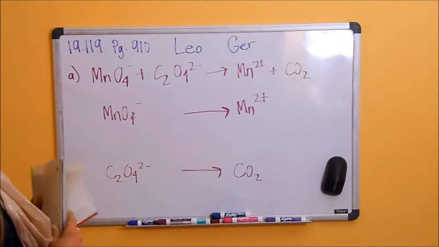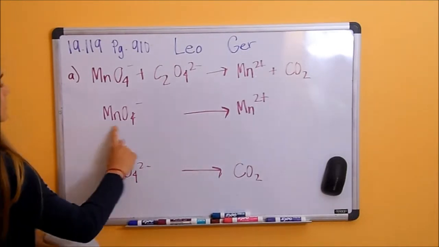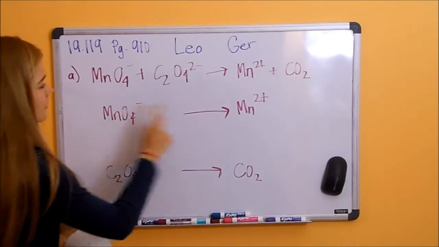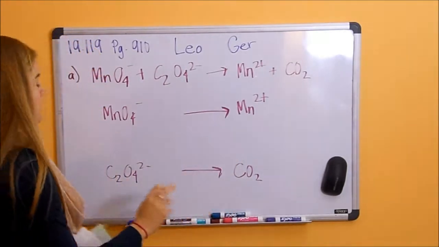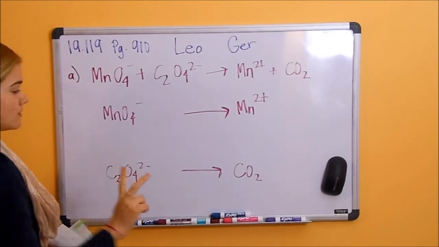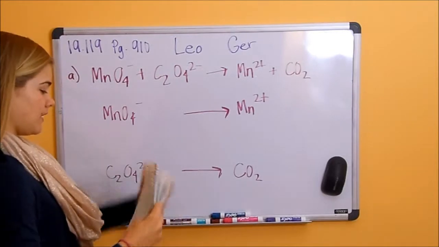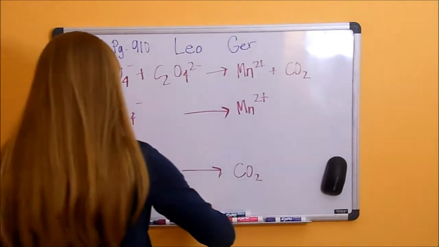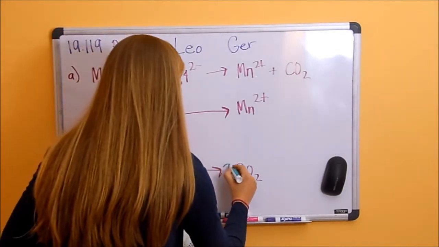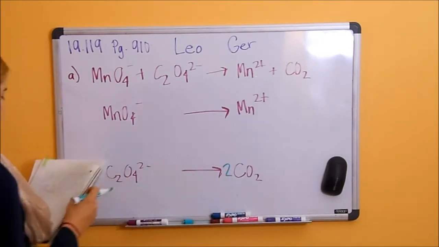And now it's time to balance all elements except for O and H. So in this first equation, the O doesn't need to be balanced, so that's okay. We've got 1 Mn and 1 Mn, so that's good. Now at the bottom, we have C2, so 2 of those, and just 1 C over here. So what we need to do is add a 2 in front of the CO2. So now we have C2 and 2C, which is the same thing.